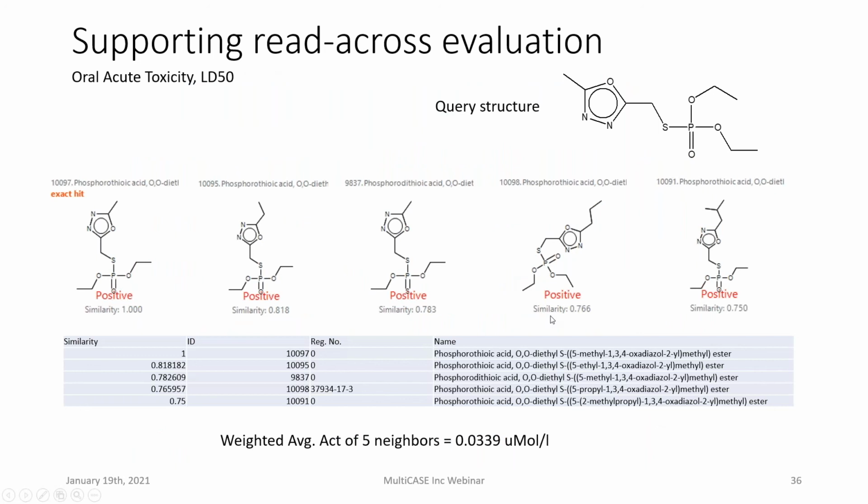we sometimes rely on read-across evaluation, and obviously it needs to be supported by a database. And when we do that, we will receive, for example, 5 closest analogs. One of them is an exact hit. We will get a similarity value here. We will get activity values, and we'll get weighted average activity values. In this particular case, it is this value. It would not be possible without having underlying data attached or used for this assessment.